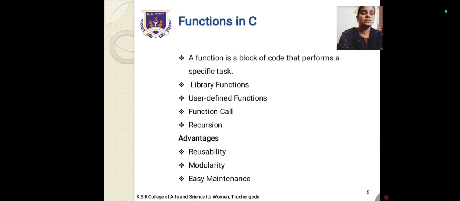We can also use nested loops where one loop is placed inside another. Next one is functions in C. A function is a block of code designed to perform a specific task. Functions make programs easier to read and reuse. C has library functions like printf and scanf. And second one is user defined functions. Here we can also create our own functions.